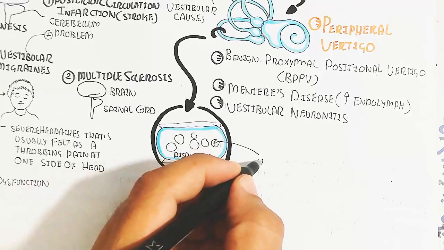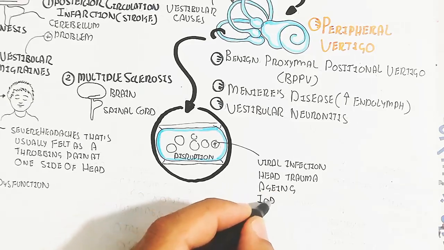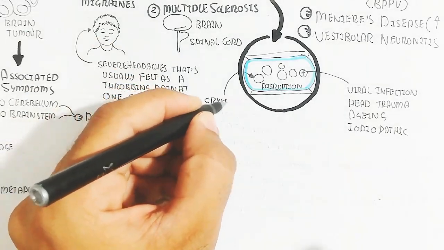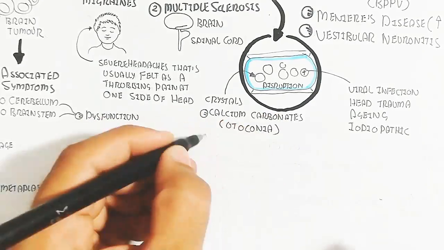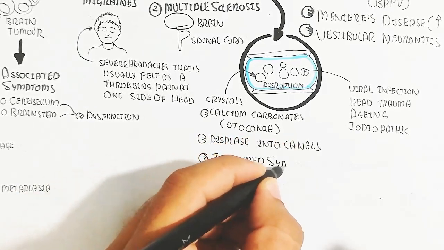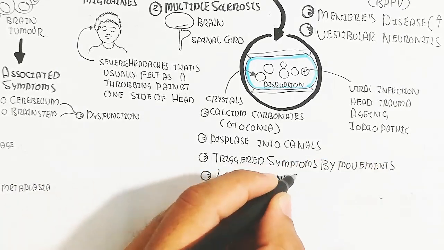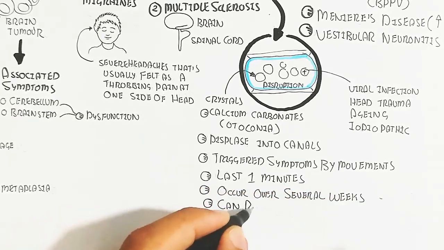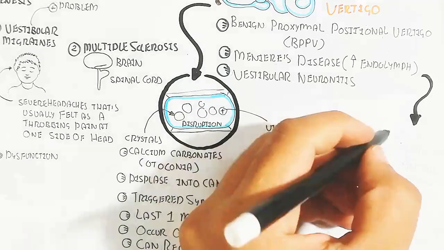Vestibular neuronitis is vestibular nerve inflammation. Viral infection, head trauma, aging, and idiopathic causes will lead to disruption of the crystals, the calcium carbonate known as otoconia. This causes many complications, like the flow of the endolymph not being allowed to move, and the thickness of the endolymph not moving the crystals. Displacement into the canals triggers symptoms by movement, lasts 1 minute, occurs over several weeks, and can recur.